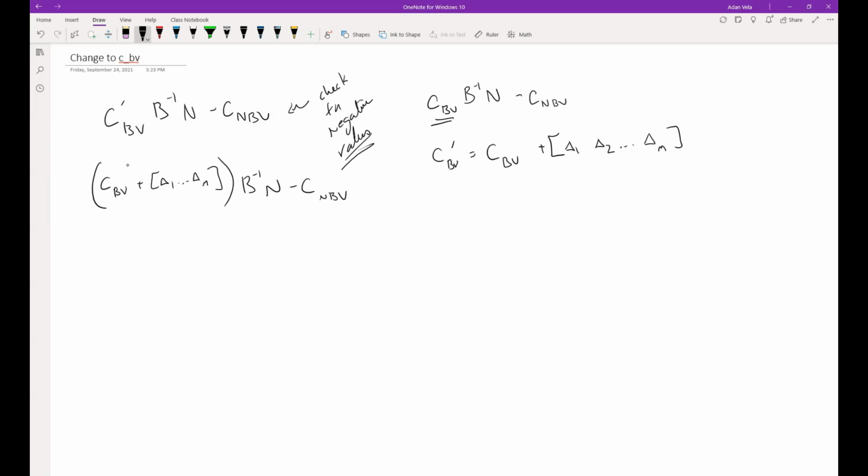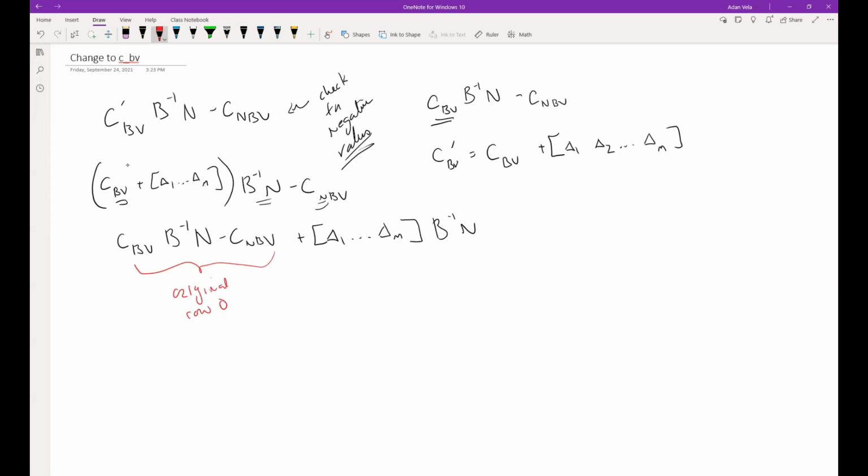Doing a little bit more manipulation. If we multiply stuff out and group it, I'm going to get CBV times B inverse N minus CNBV. So basically I'm pulling out this stuff altogether, plus the deltas sort of separated. Now, this part is the original row 0. This is what we started off with.